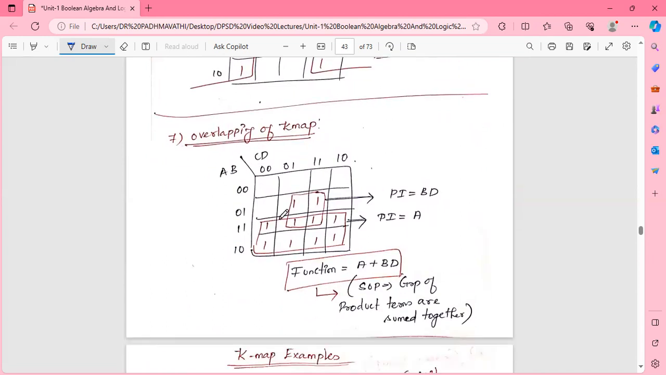Here we may group like this, because the min terms corresponding to this column are grouped only once. That is the concept of overlapping. Overlapping is nothing but, if you want to group any min terms in terms of an octet or a quad group, then any one of these min terms will be grouped only once. So that is called overlapping of the K-map. Thank you all.